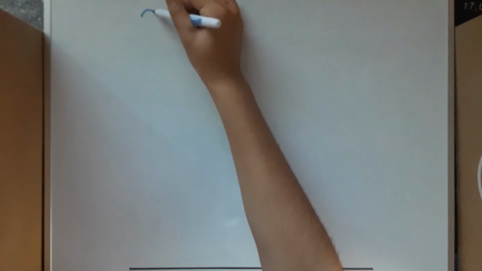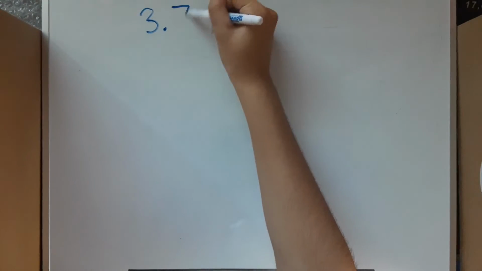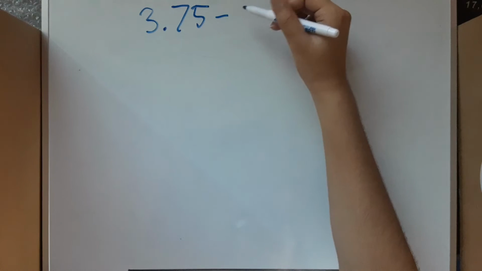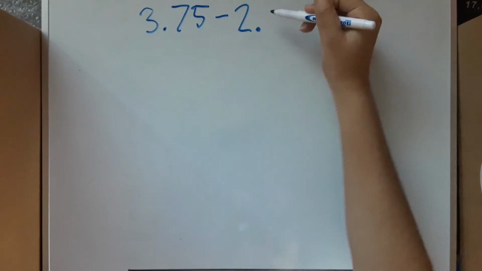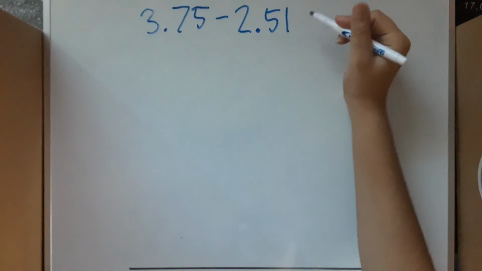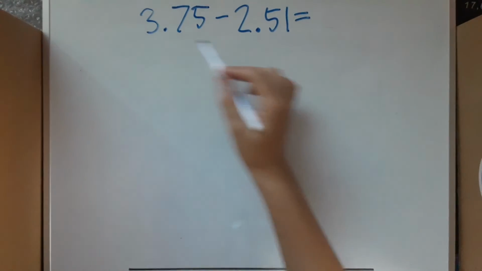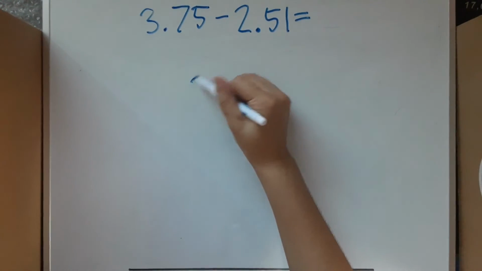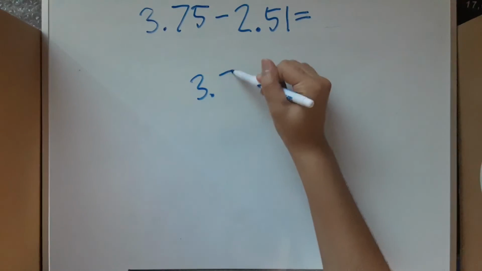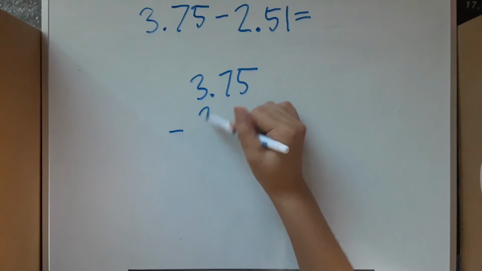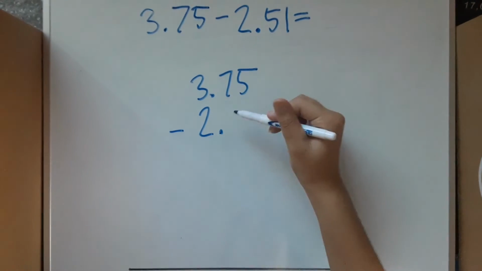Now for subtraction, it's the same thing. Let's say we have 3 and 75/100 minus 2 and 51/100. Like the last problem, we would line up the decimals. 3 and 75/100 minus 2 and 51/100.